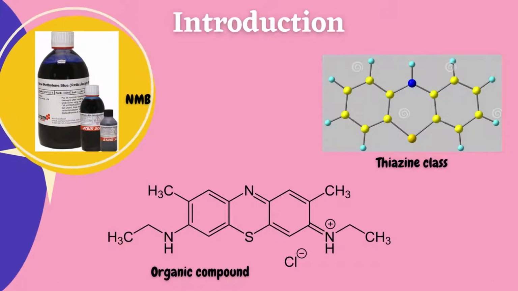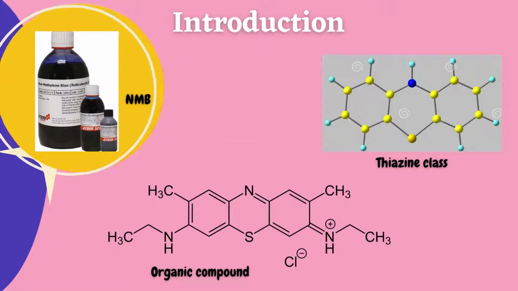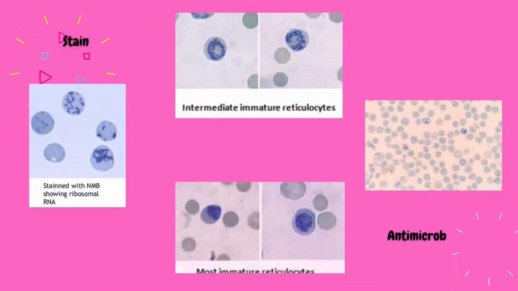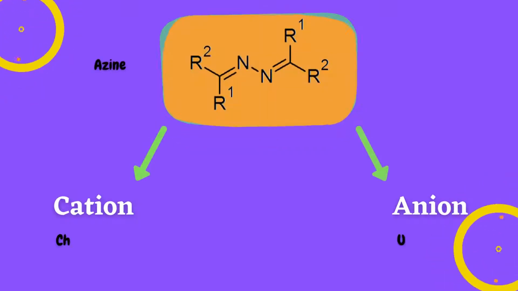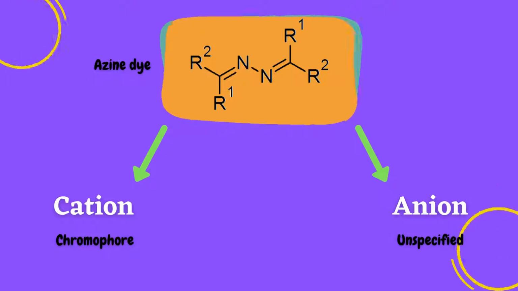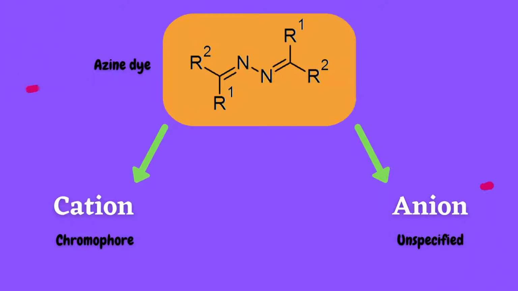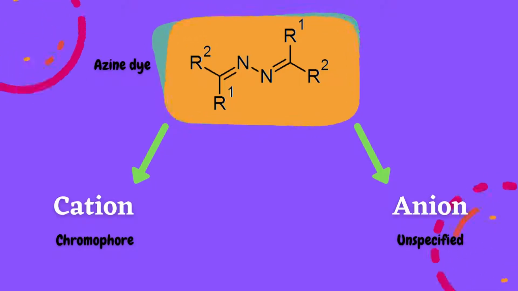Also NMB, is an organic compound of the thiazine class of heterocycles. It is used as a stain and as an antimicrobial agent. It is classified as an azine dye and the chromophore is acacian. The anion is often unspecified.